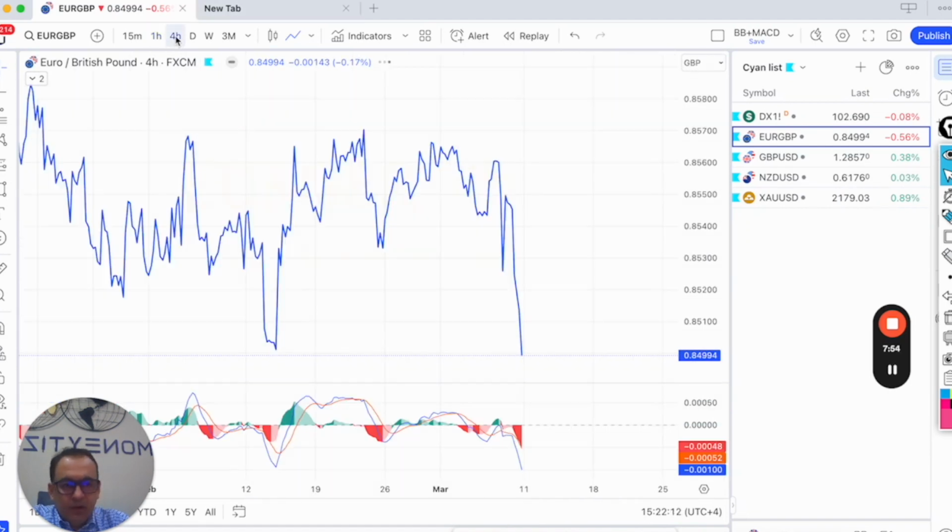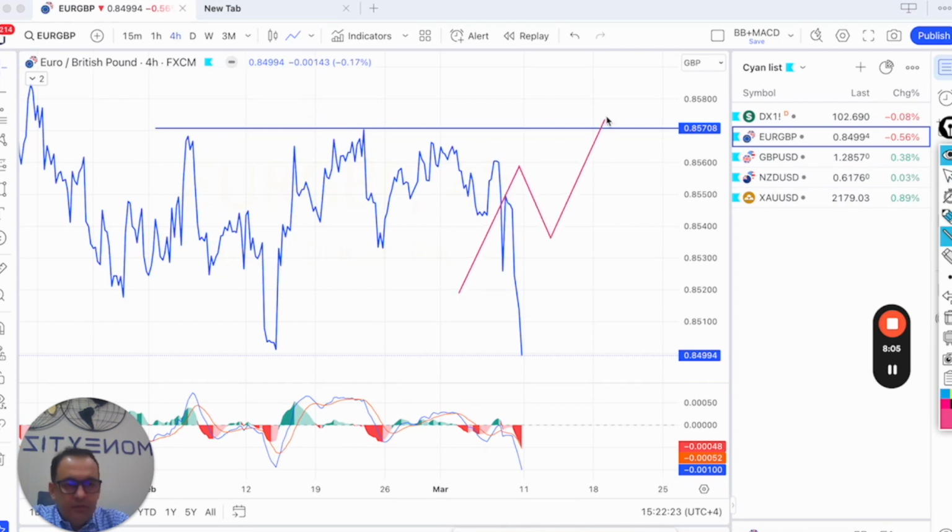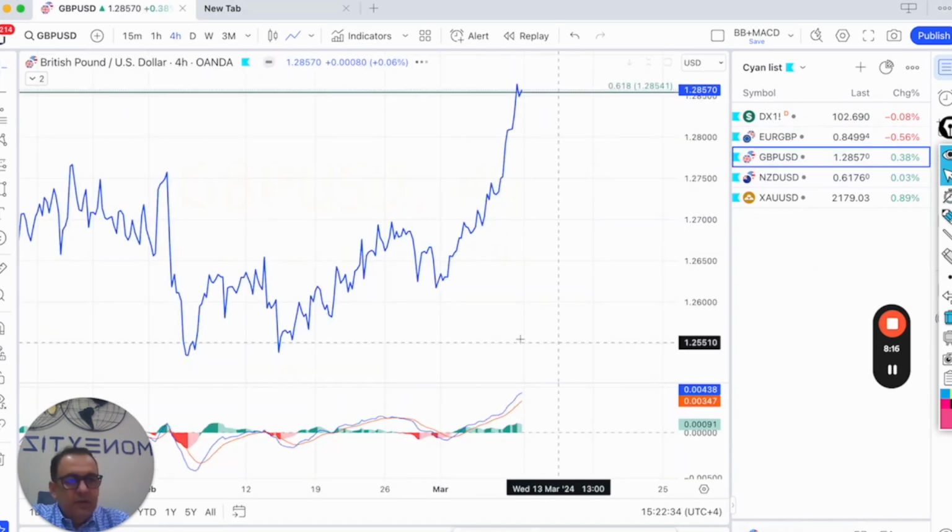Now based on the 4 hourly chart, this is the ultimate level to be noticed. If this level is broken, then the bearish plan should be invalidated. So any push higher than this level, that is 85.7, should be taken as invalidation of the sell plan. Let's move to the next currency pair, that's Pound versus Dollar.